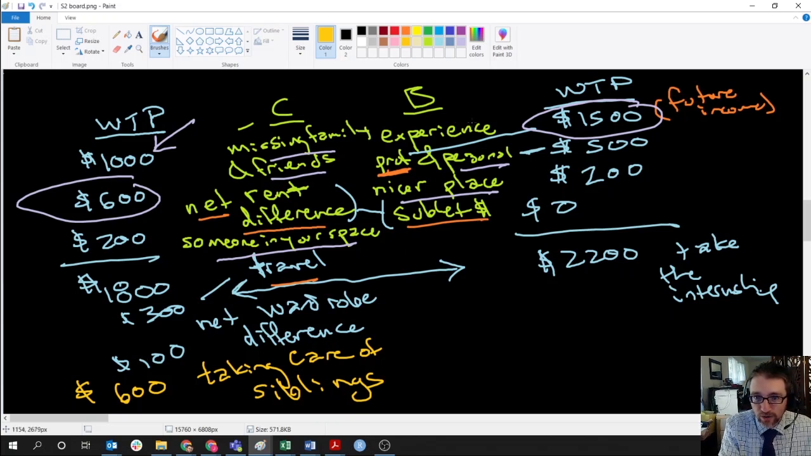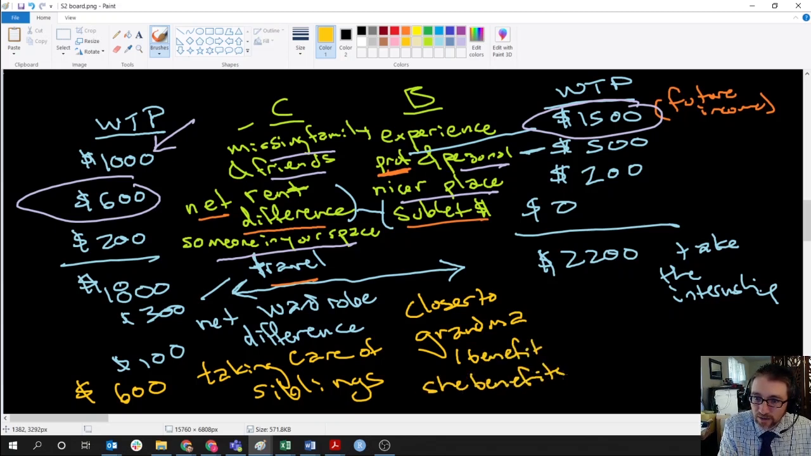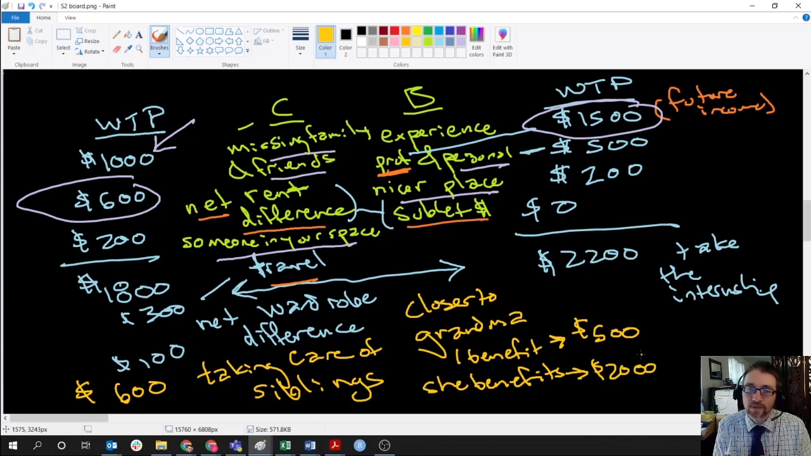But let's say wherever you're going to your internship, you're closer to your grandmother, who you can help care for, or who will be happy to see you. So actually, closer to grandma, let's look at it this way. I benefit. I like being close to my grandma, and she benefits. She likes being close to me. Now, as a parent, I know that my benefit from being close to my grandparents would be maybe $500, but for my grandparents it would be like $2,000. Right? They find time with me more scarce, and so they would benefit a lot more.